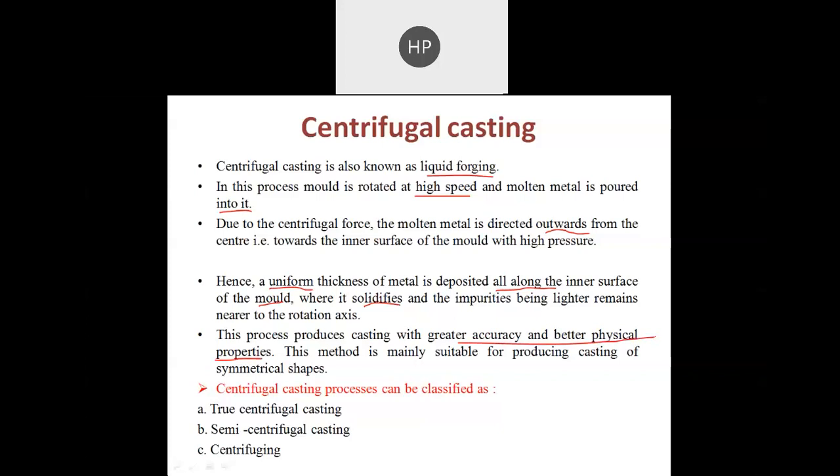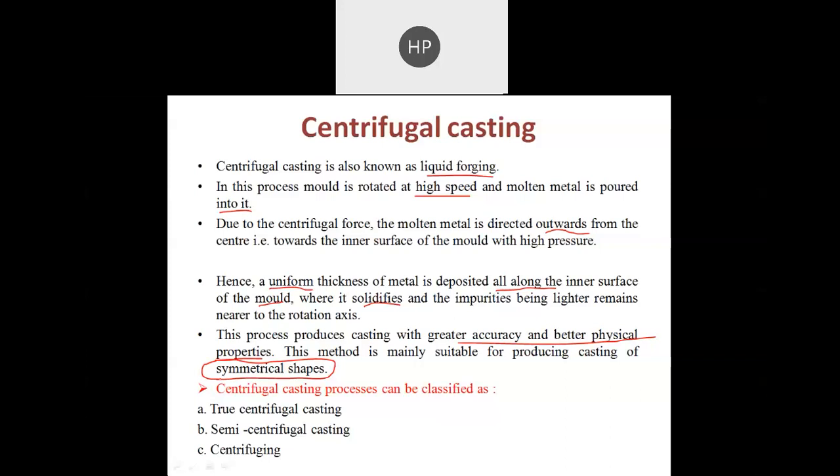And this method is mainly suitable for producing castings of symmetrical shape. So this is the limitation. It is useful for making symmetrical shapes. If there is an asymmetric shape, then it is very difficult to produce it by centrifugal casting. So this is one of the limitations of this centrifugal casting process.